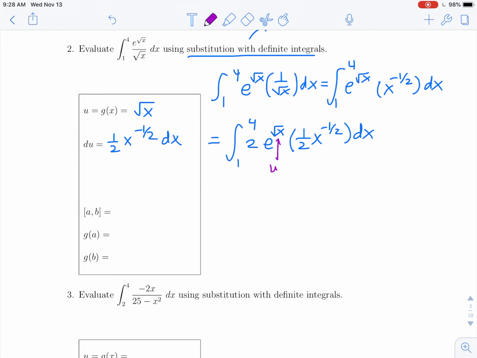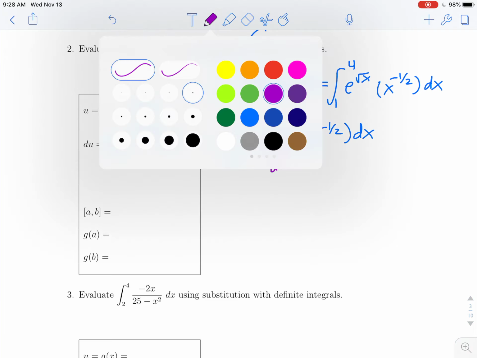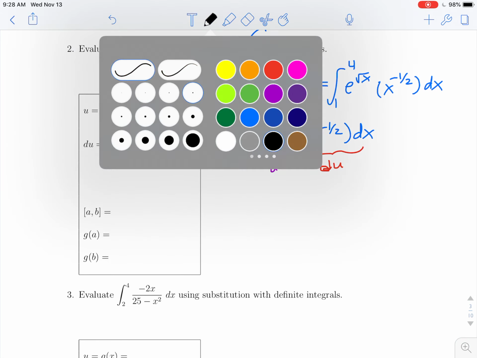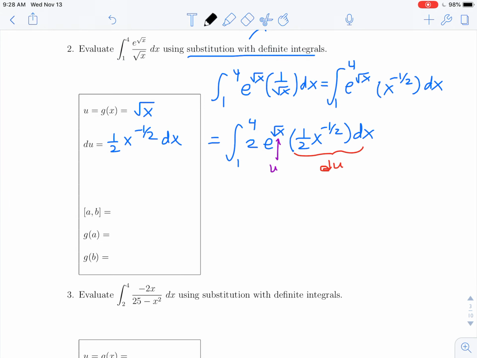And now we have the u, which is the root x, and we have the du, which is 1/2 x to the negative 1/2 dx. What we haven't figured out yet is the limits of integration. What happens to those? So our old limits of integration were 1 and 4.